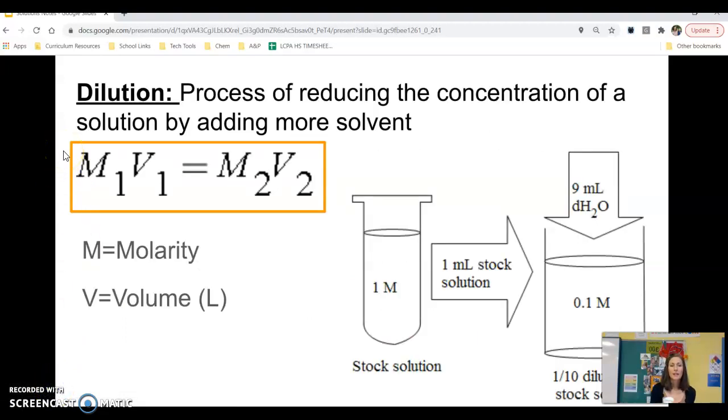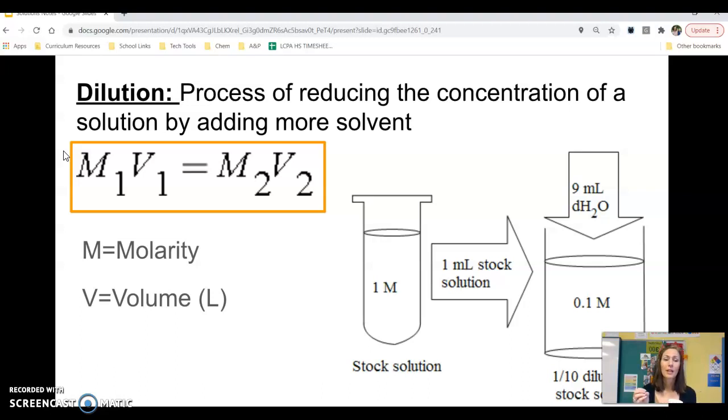So what scientists can then do is dilute solutions. Oftentimes when scientists purchase solutions to use in the lab, they're very, very concentrated. For example, if we buy hydrochloric acid, it's going to be at 18 molar. 18 molar hydrochloric acid will eat through your skin. It will dissolve some materials. It's very, very corrosive and dangerous. We don't buy it because of that.